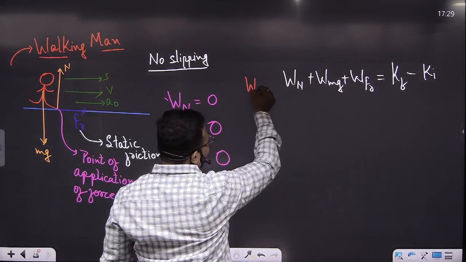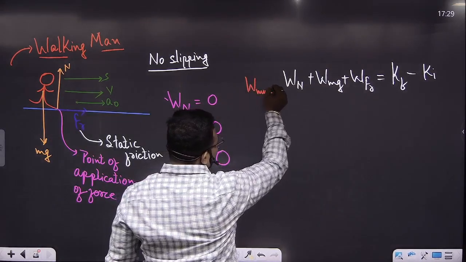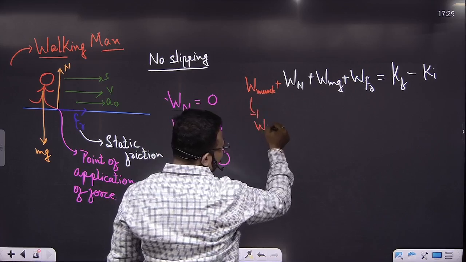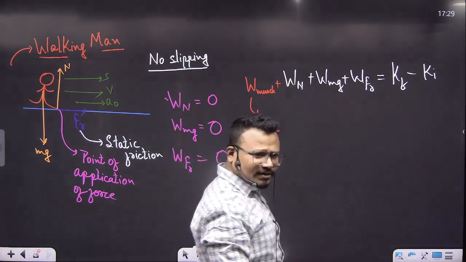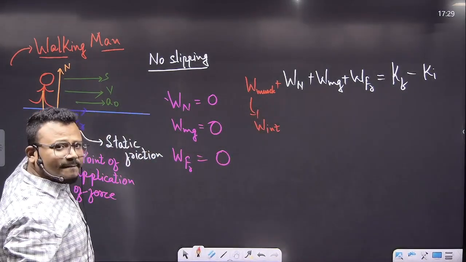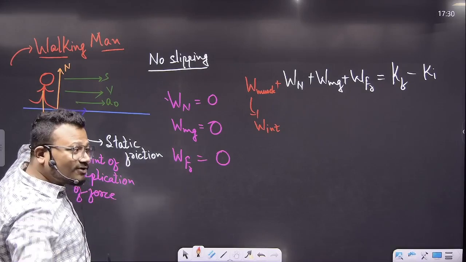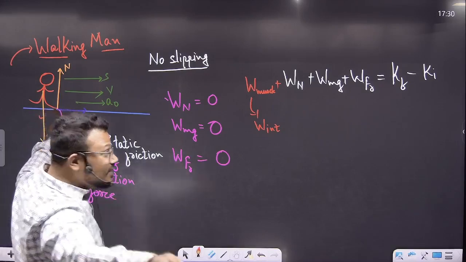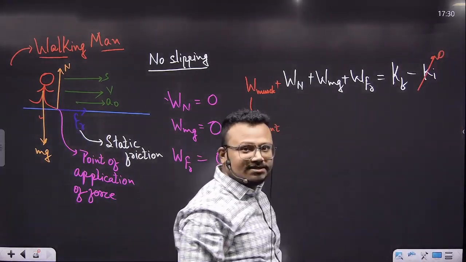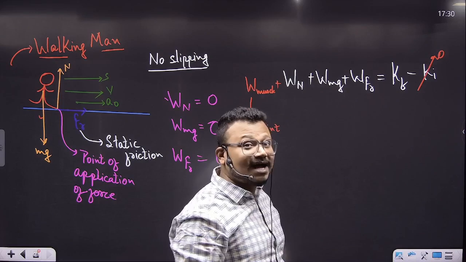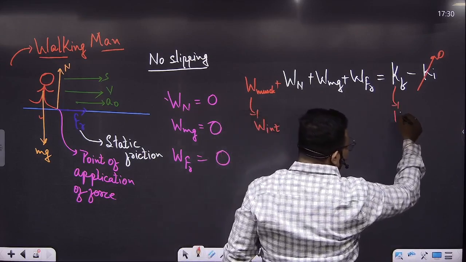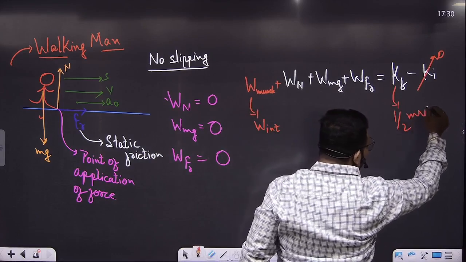Work done by muscle, or internal work done, we can also say. Now if you see, the particle started from rest, meaning initially velocity is 0. So initial kinetic energy became 0. But finally it is having some velocity. So what is the velocity? Half m v square.